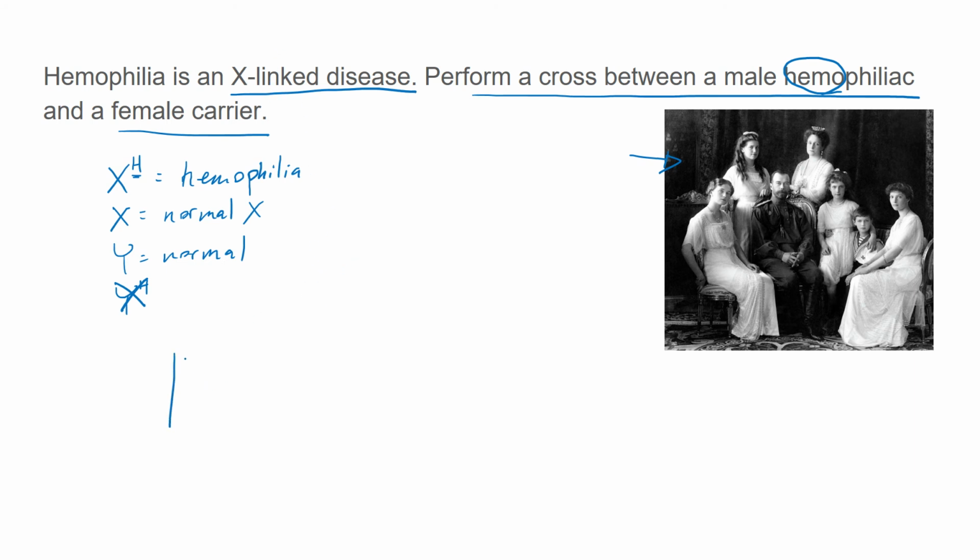So let's do our cross. So let's do the girl and then the boy. Makes sense. And then a male hemophiliac. The male hemophiliac, I'll put a little H right here, right? And then the female carrier has an H right here, right? A carrier meaning one of the X's is sick and the other one is fine, a carrier.